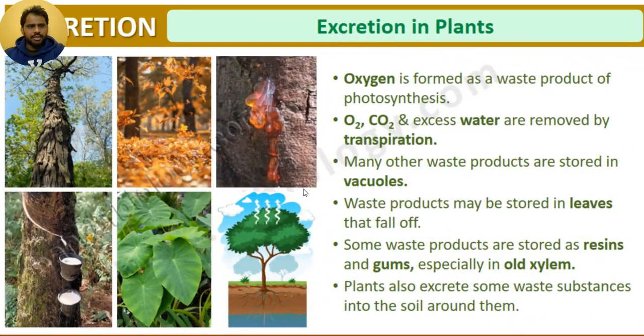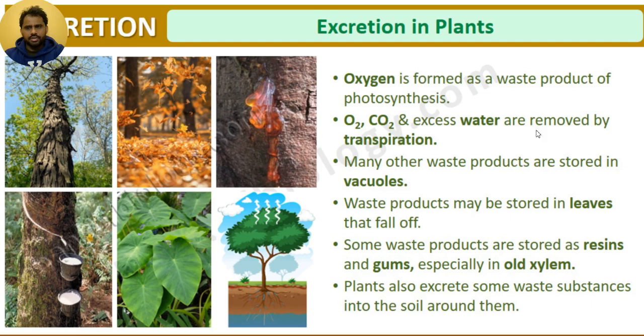Now let us see excretion in plants. How do plants get rid of their waste products? Oxygen is formed as a waste product of photosynthesis. O2, CO2 and excess water are removed by transpiration. Transpiration is the process of removal of oxygen, carbon dioxide and excess water from the plants.